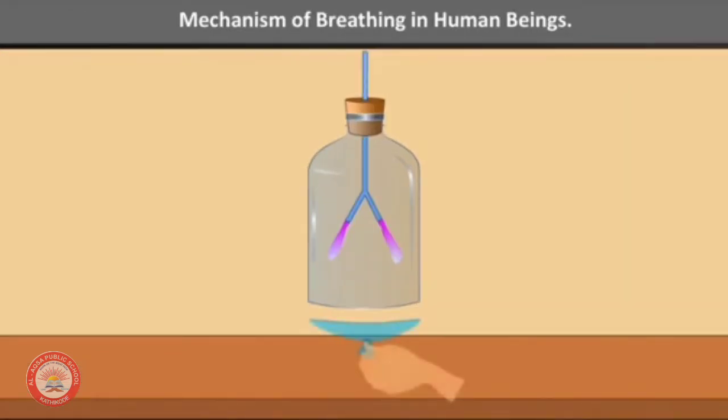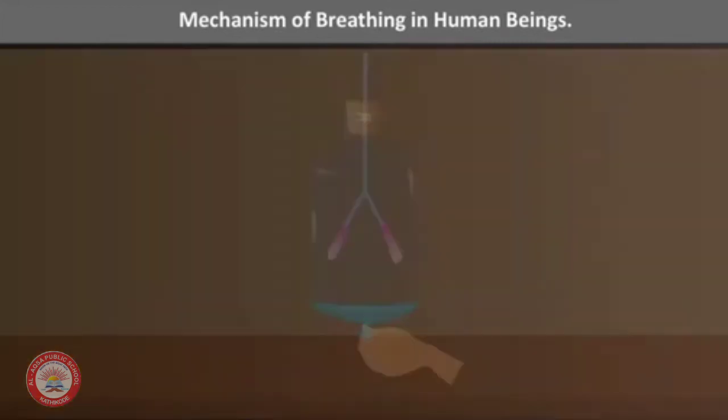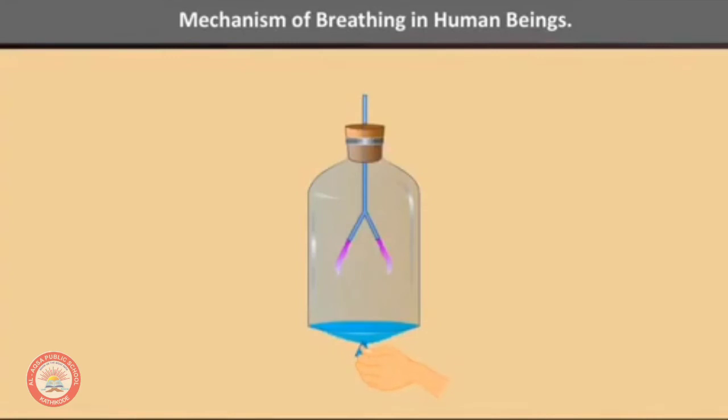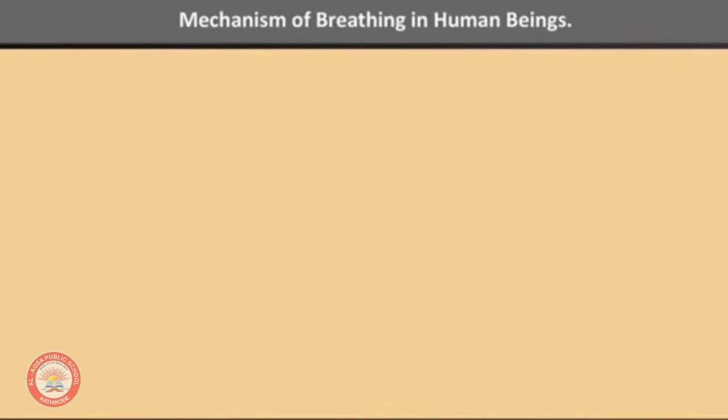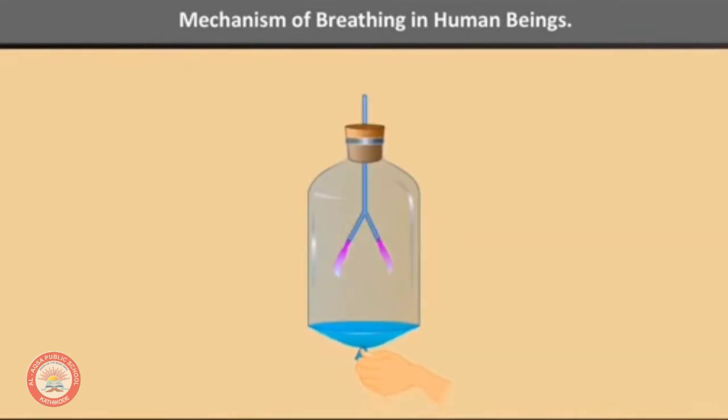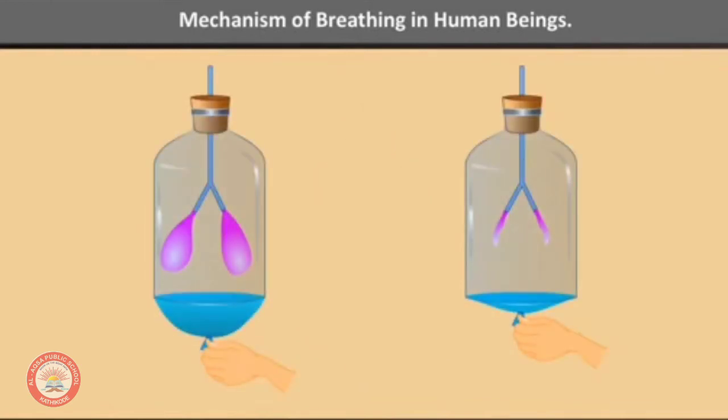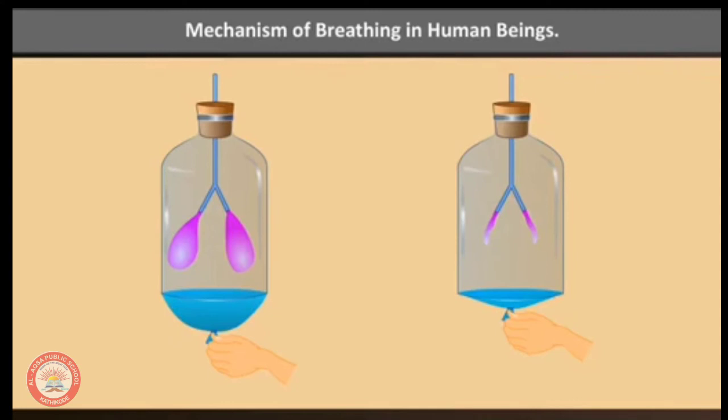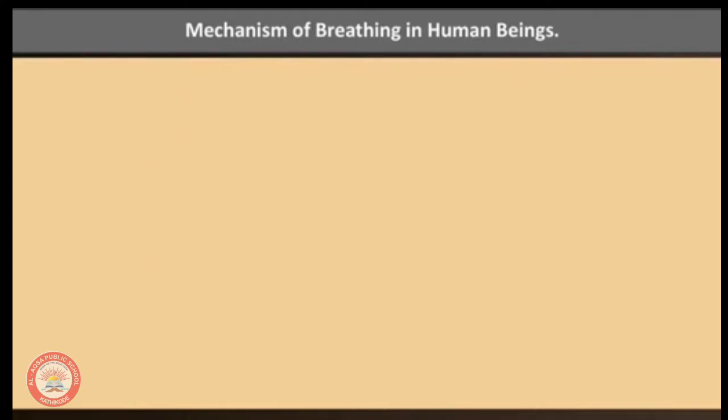Now tie a rubber sheet at the bottom of the bottle tightly so that no air can pass through it. Pull down the rubber sheet and watch the balloons get inflated. Now push the rubber sheet inside the bottle and watch the balloons collapse. Now let us see why it happens. Let us see how air enters into the bottle.